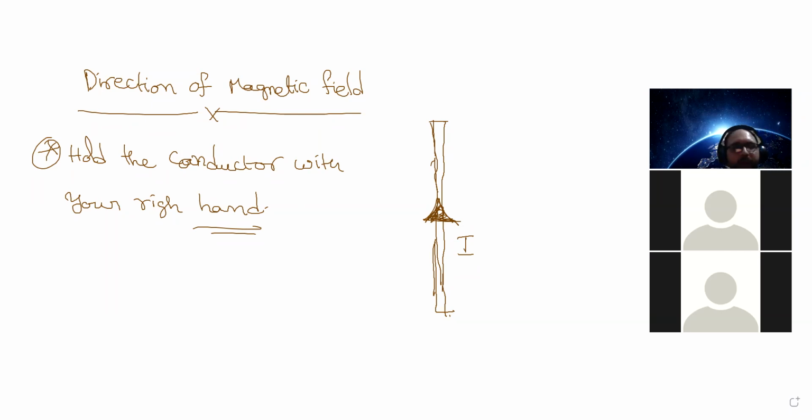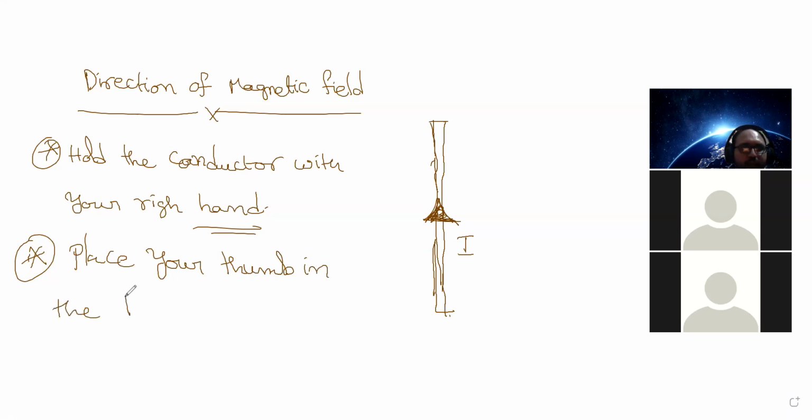Now, part 2 is place your thumb in the direction of current. This is what you have to do. Now current is flowing upwards. Imagine that current is flowing through the stick or the pen you are holding. I hope you can see the pen, and I have placed my thumb in the direction of the current.